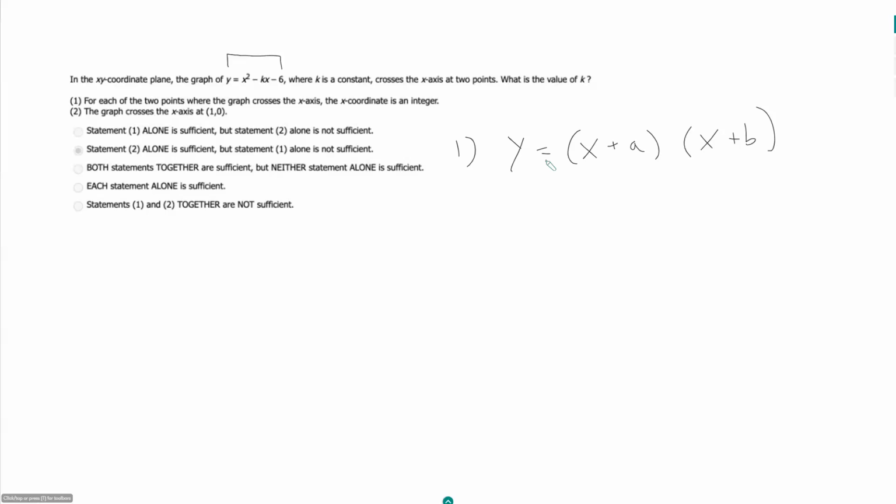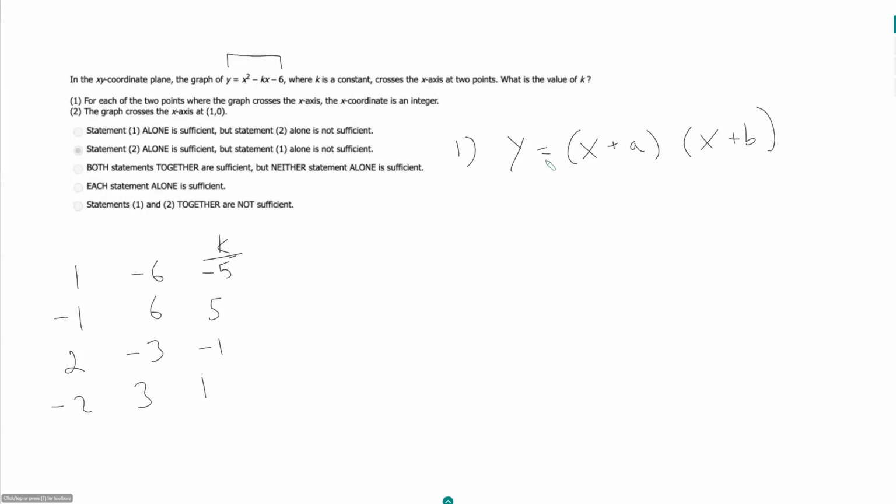So what are my integers that can multiply to negative 6? I can have 1 times negative 6. I can have negative 1 times 6. I can have 2 times negative 3. And I can have negative 2 times positive 3. And so what is my k going to be in each of these cases? k will be 1 plus negative 6 here, or negative 5. k will be negative 1 plus 6 here, or positive 5. 2 plus negative 3 is negative 1. Negative 2 plus 3 is a positive 1.